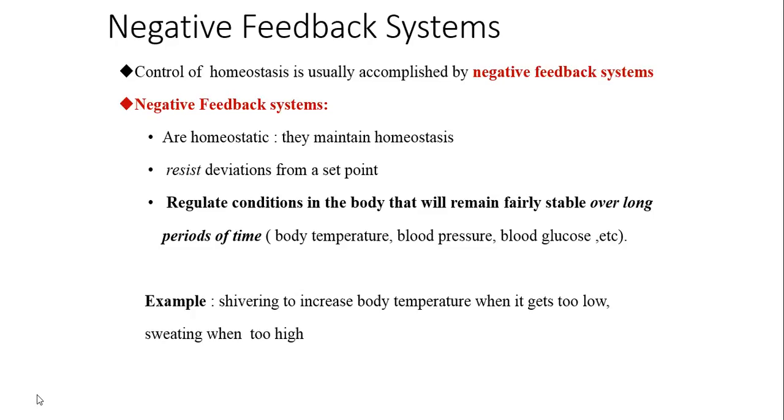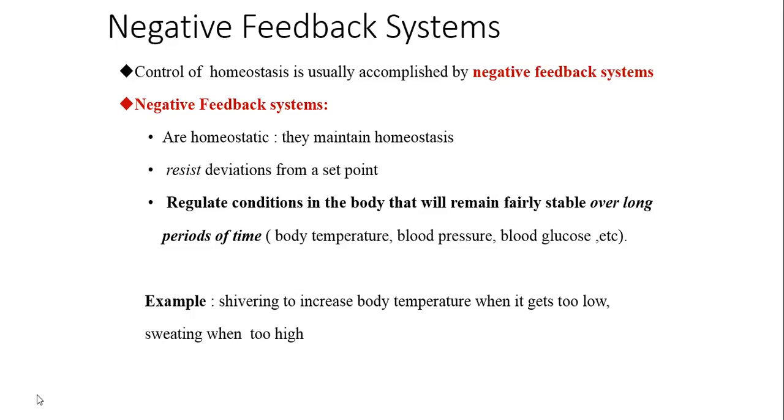The control of homeostasis is usually accomplished by negative feedback systems. Negative feedback systems are homeostatic. In other words, they maintain homeostasis. They resist deviations from a set point. And negative feedback systems regulate conditions in the body that will remain fairly stable over long periods of time, like body temperature, blood pressure, blood glucose. Other examples would be heart rate, and so on.